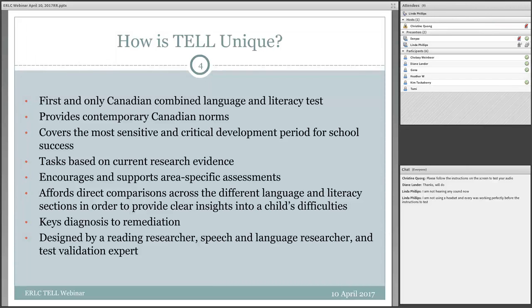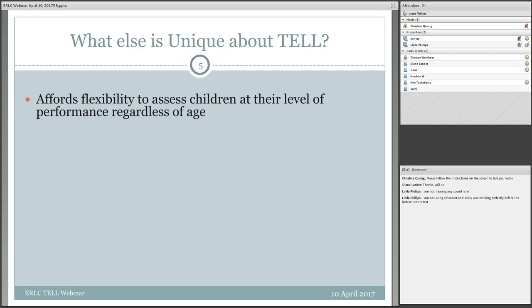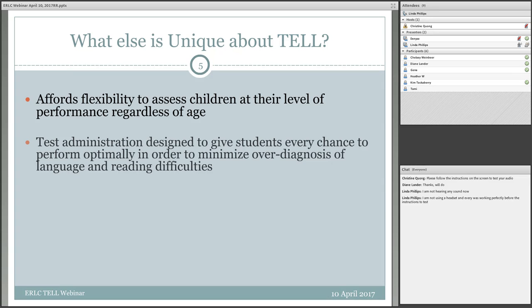So TEL was designed by a reading researcher, a speech-language researcher, and a test validation expert, Dr. Stephen Norris. So, TEL affords flexibility. The goal of TEL is to establish what a child knows, and to do so, we thoroughly test the fundamental components of emergent language and literacy. We go backwards or forwards, regardless of age, to establish what a child knows.